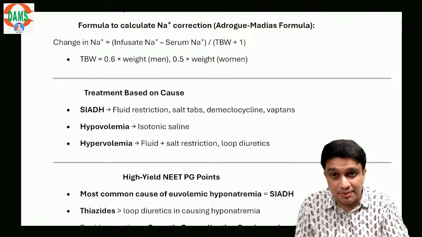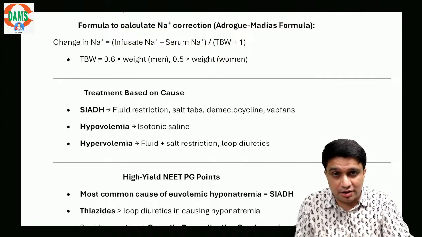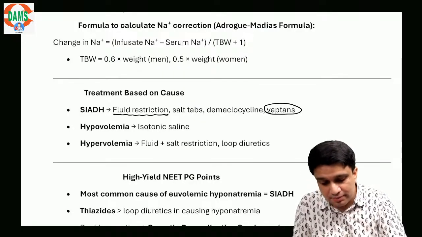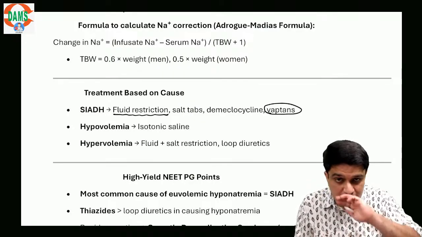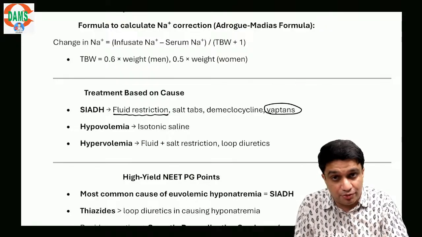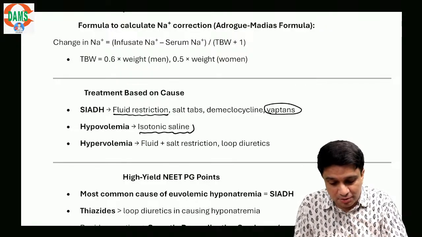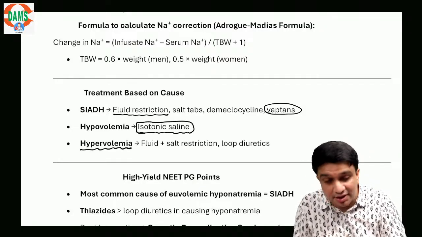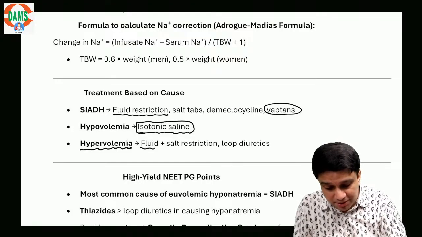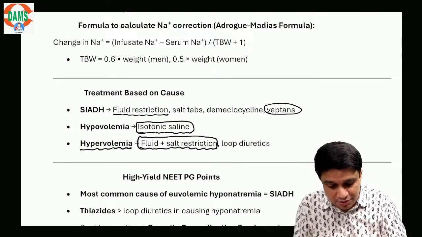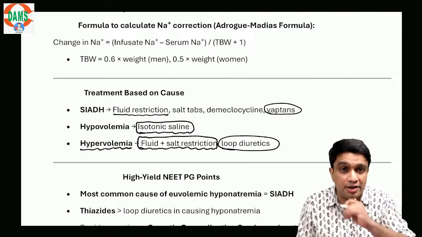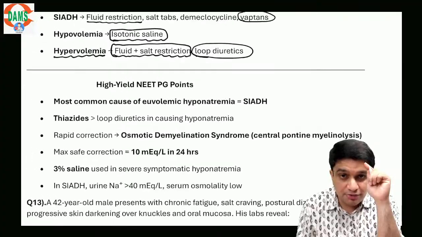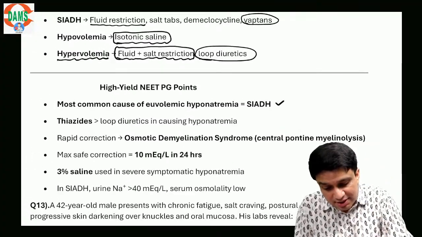So if a patient comes to you with SIADH and hyponatremia, what is the treatment that you give? You give vaptans and fluid restriction. If it is hypovolemic hyponatremia, then you give your patient normal saline, isotonic. In case you have hypervolemia and then hyponatremia, then what? You give your patient fluid and salt restriction, and to decrease edema, you give your patient what? Loop diuretics. Don't forget, most common cause of euvolemic hyponatremia is SIADH.